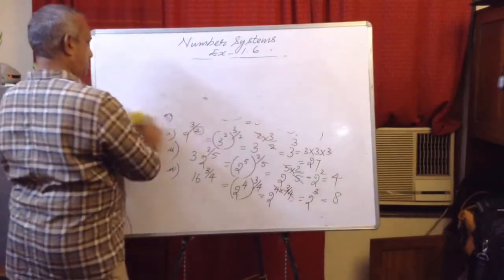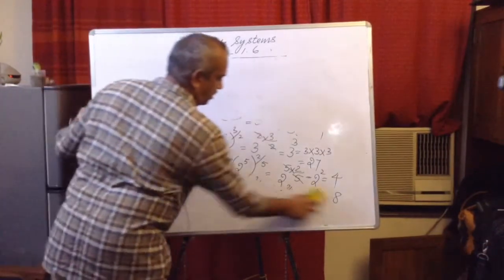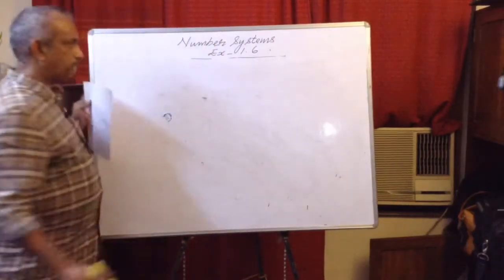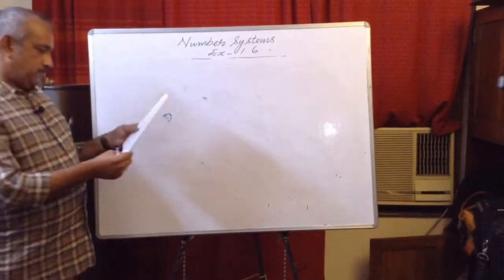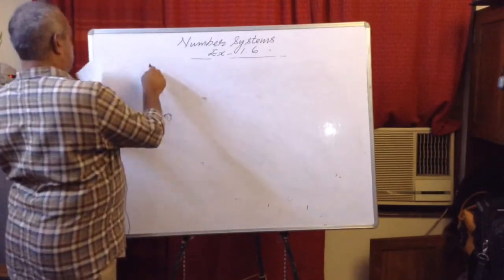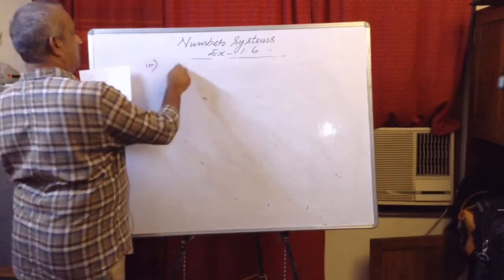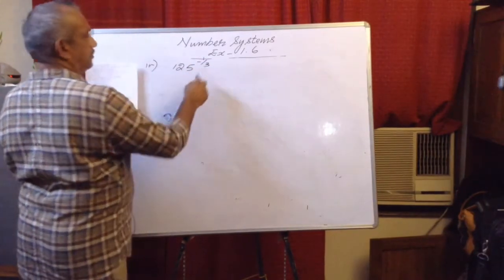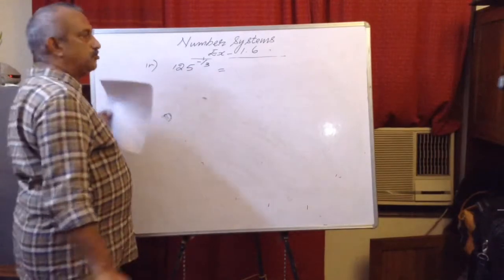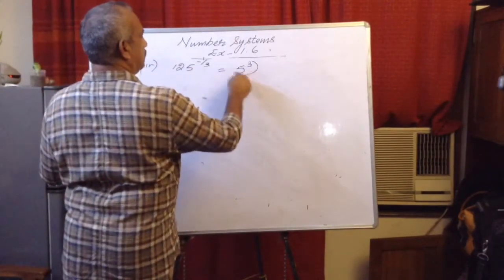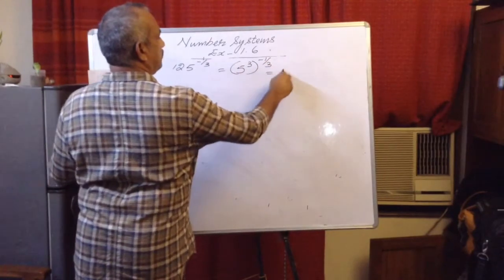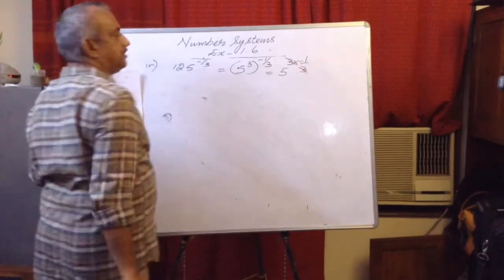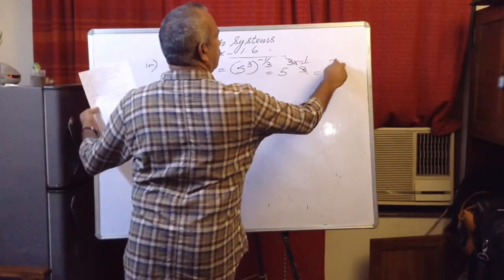See, last one, fourth part is 125 the whole raised to minus 1 upon 3. So 125 is the cube of 5. So 5 cube the whole raised to minus 1 upon 3. 5 raised to 3 into minus 1 upon 3. 3 gets cancelled. So we get 5 raised to minus 1.